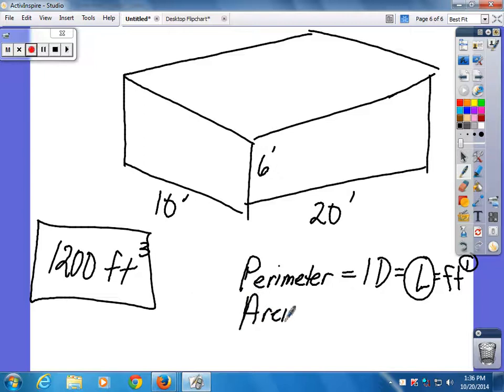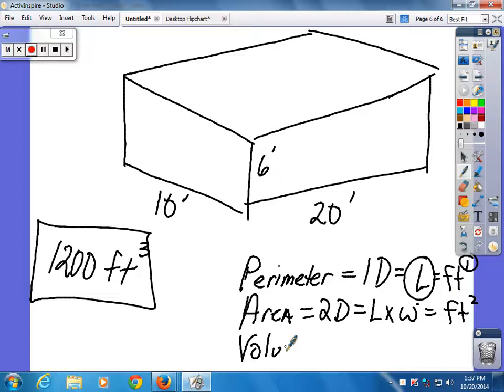Area. Area, what do you do there? It's 2 dimensions. Length times what? You have 2 dimensions. So that means feet to the what? Second power. 2 dimensions, second power. Volume is 3 dimensions. Why? Because it's length times width times height, which is feet to the third power because you have 3 dimensions. 1 plus 1 plus 1 is what? Third power.